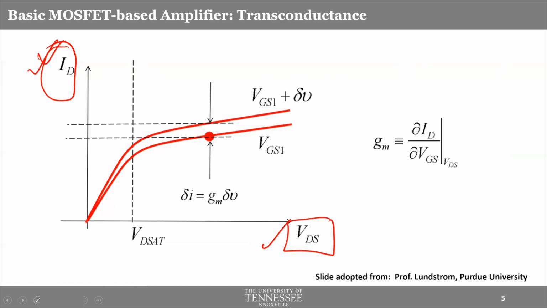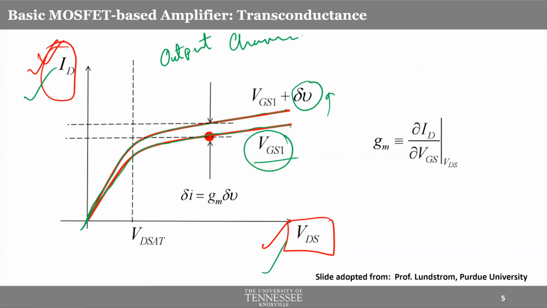Let me change the pen color to make a difference. So this particular curve is for a given VGS, which is VGS1. And now let's increase the VGS slightly by a small amount, delta V. And for that slight increase in VGS, you will have a slight increase in the current as well. And that's why your characteristics will look like this. Just so you remember, ID versus VDS is called output characteristics.